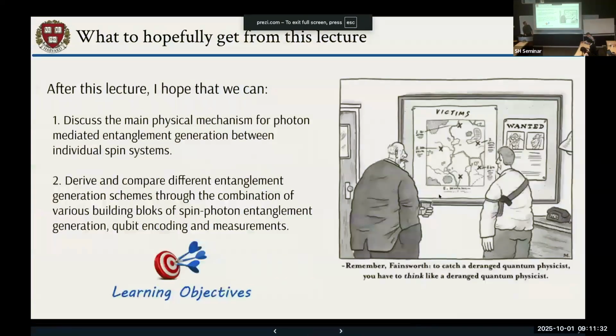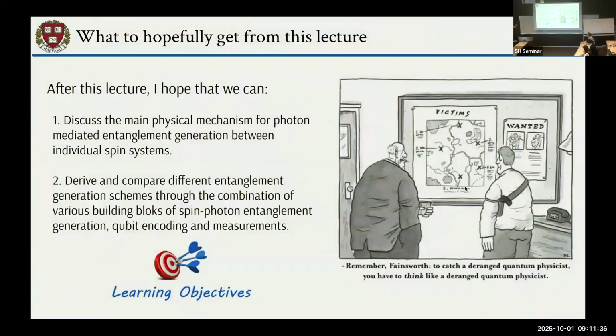Okay, so I'm happy that some of you put Spin-Photon Interface and whatnot. This is what I hope that we will be able to do after this lecture. One is indeed to discuss the main physical mechanisms for photon-mediated entanglement between individual spin systems. So here I'm already limiting the topic a bit. We're not going to talk about spin squeezing or photonic squeezing or anything like that. CV systems are not going to be part of this lecture. Also not ensemble-based systems. Had to cut it somewhere.